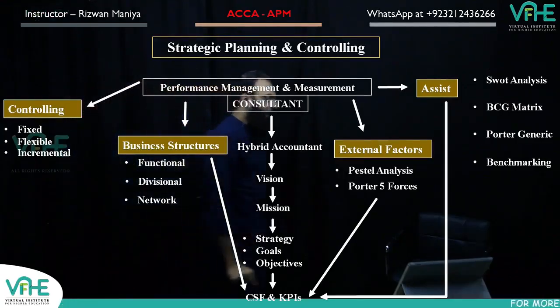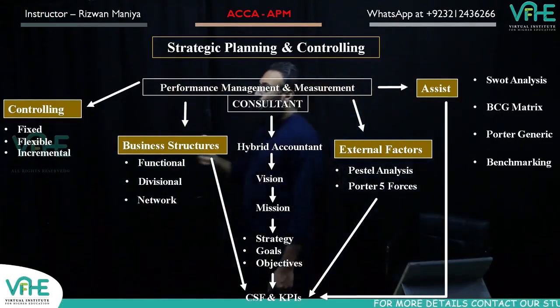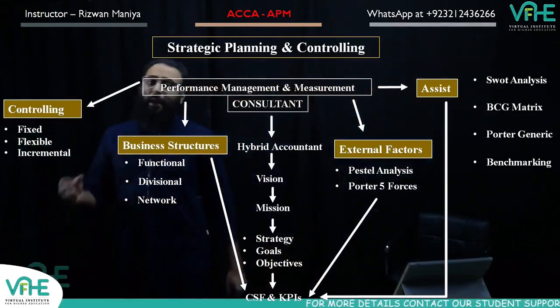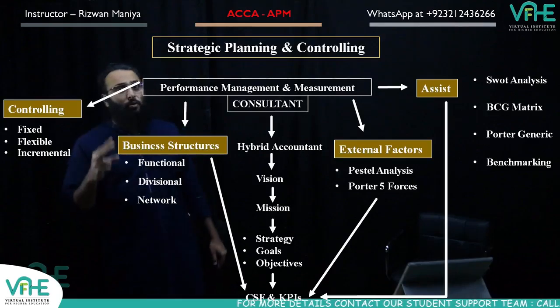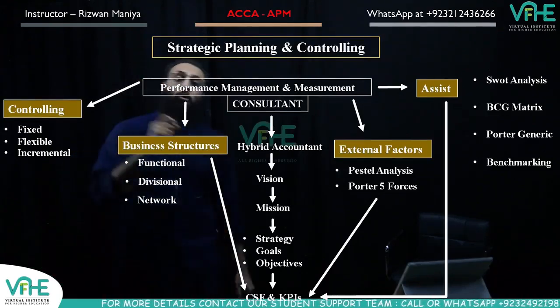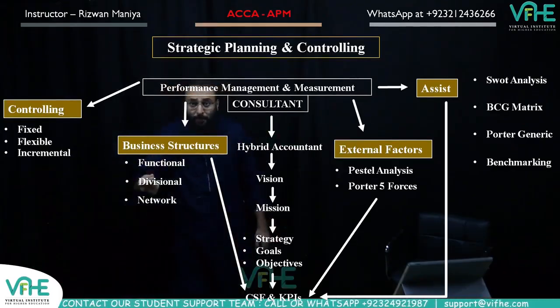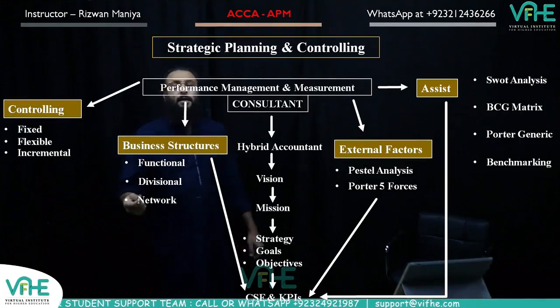Incremental budget is a budget that starts from the previous period's actual result, in which you just need to justify two things. Number one, inflation. Number two, known changes. Now this budget is suitable for stable conditions.